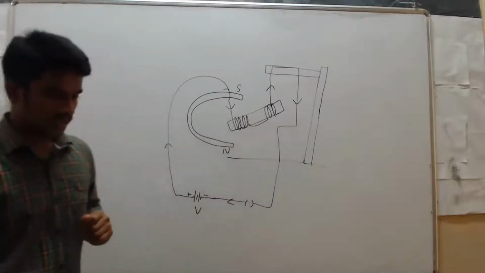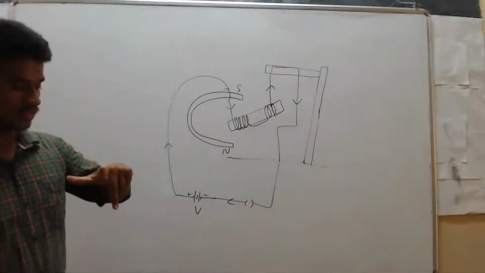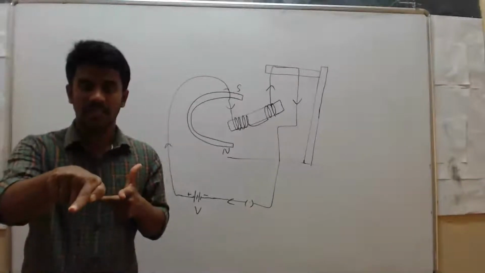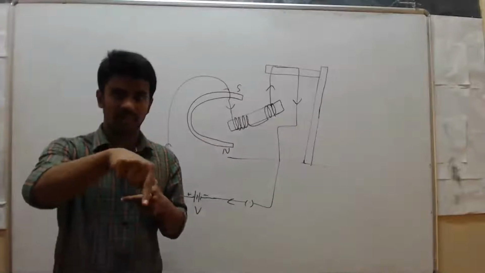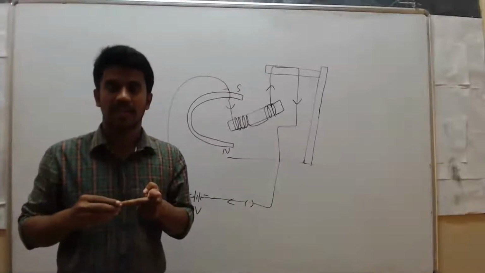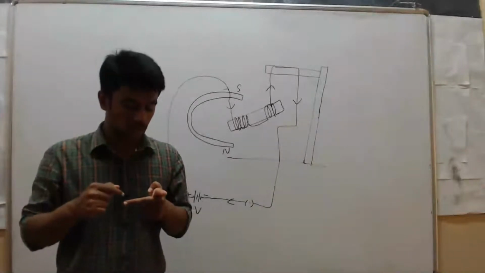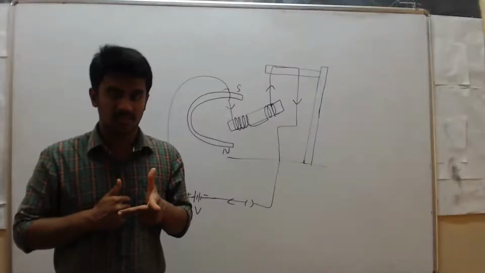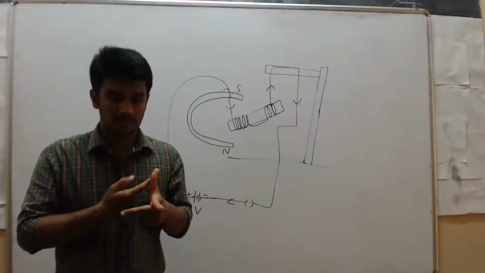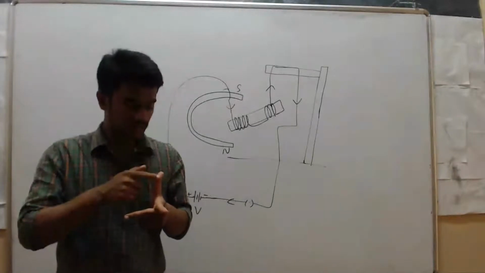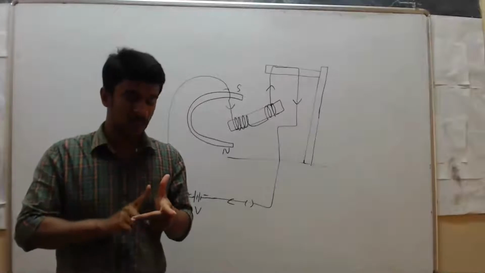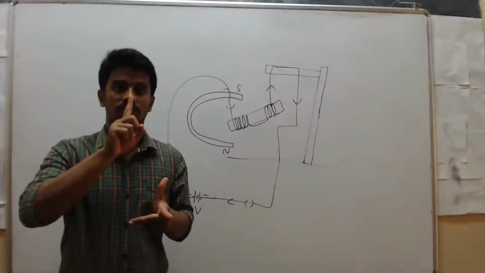Now see, I will hold like this. This is the magnetic field direction, and then this is the current direction. Now we should know in which side that conductor will move. Just release it like this. Now the thumb is showing this direction, right? So we can say that the conductor will move in this direction.